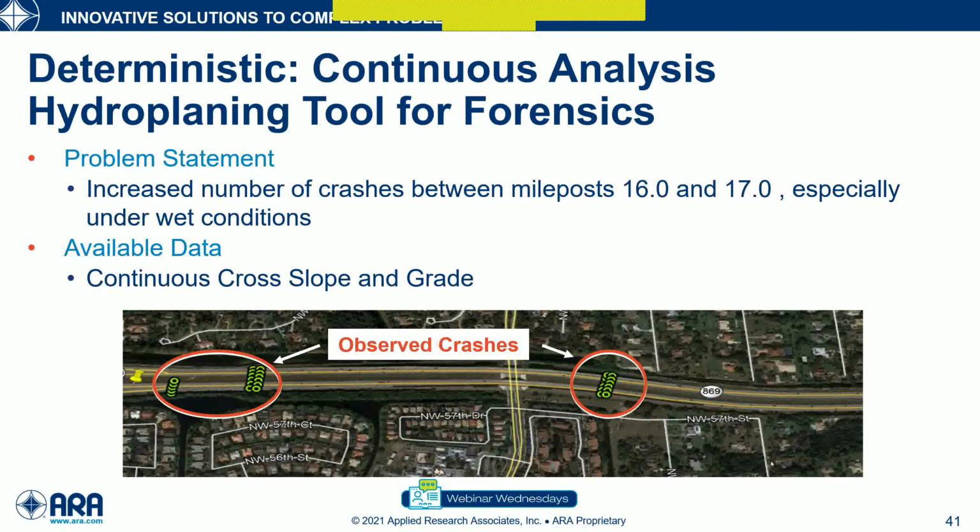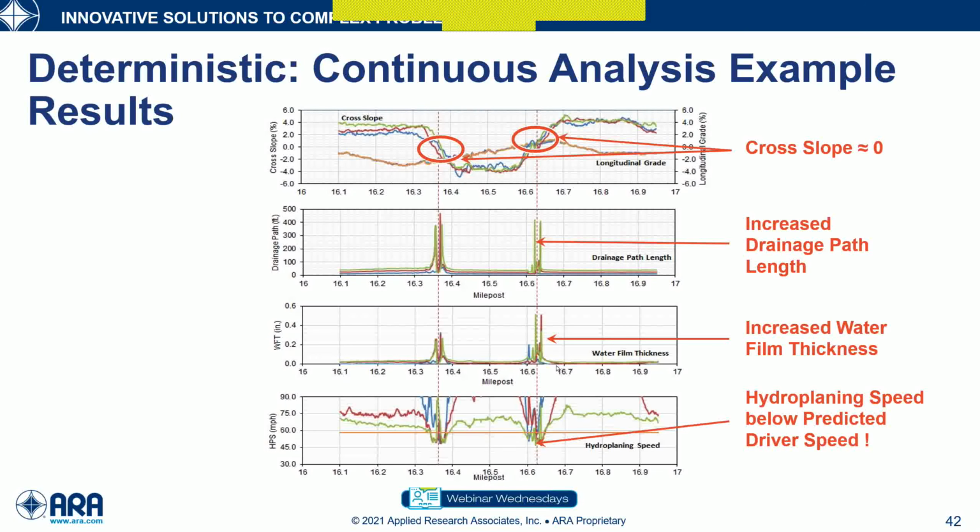This is a section of the interstate where we saw an increased number of crashes between mileposts 16 and 17. The green dots represent the approximate location of the crashes. So we received the request from the district pavement engineer, and we sent our multi-purpose RV vehicle, which is actually an ARA profiler, to collect the continuous crossslope and grade. And here are the results of that data collection.